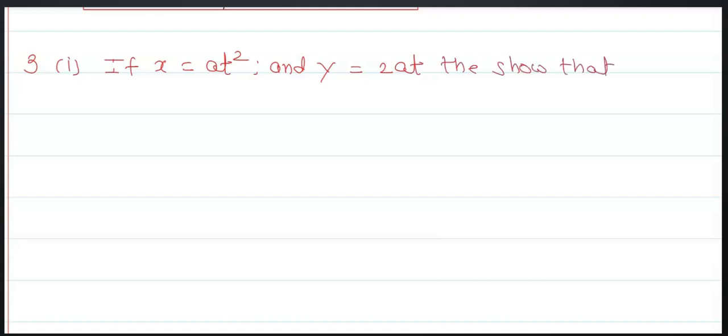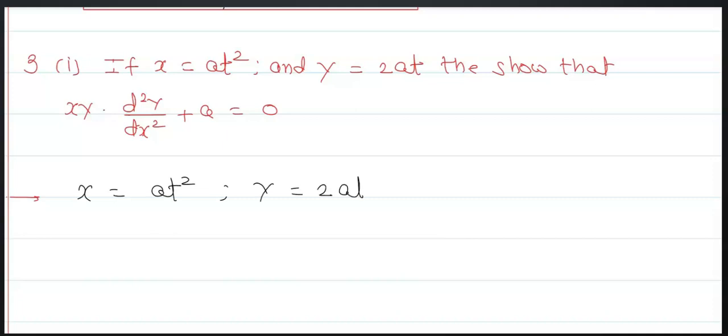Now the next is question number 3. First, if x is equal to at square and y is equal to 2at, then show that xy into d2y by dx square plus a is equal to 0. Now first, x is equal to at square, y is equal to 2at.